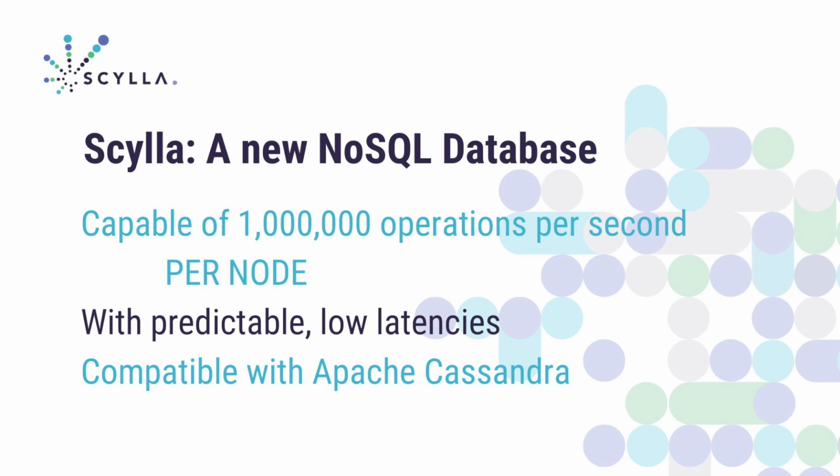And I'm happy to say that these days we do provide a database that on a single node can give you 1 million CQL, Cassandra Query Language, operations per second, with great latency and all of the goodies of what Apache Cassandra delivers.